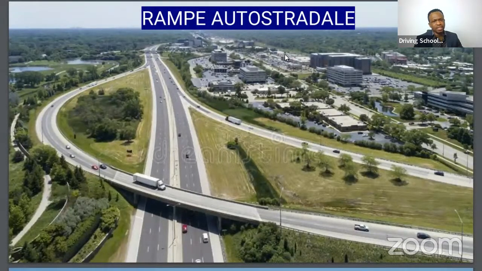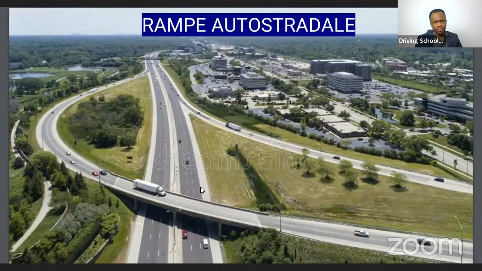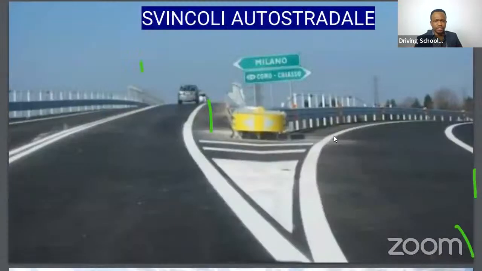Rampe autostradale, or ramp, the highway ramp is what we are having here, you understand? From here to here is called ramp. These are ramps, you understand? So then we go into these svincoli. These are what is called svincoli. They help you to channel your directions in the autostrada.